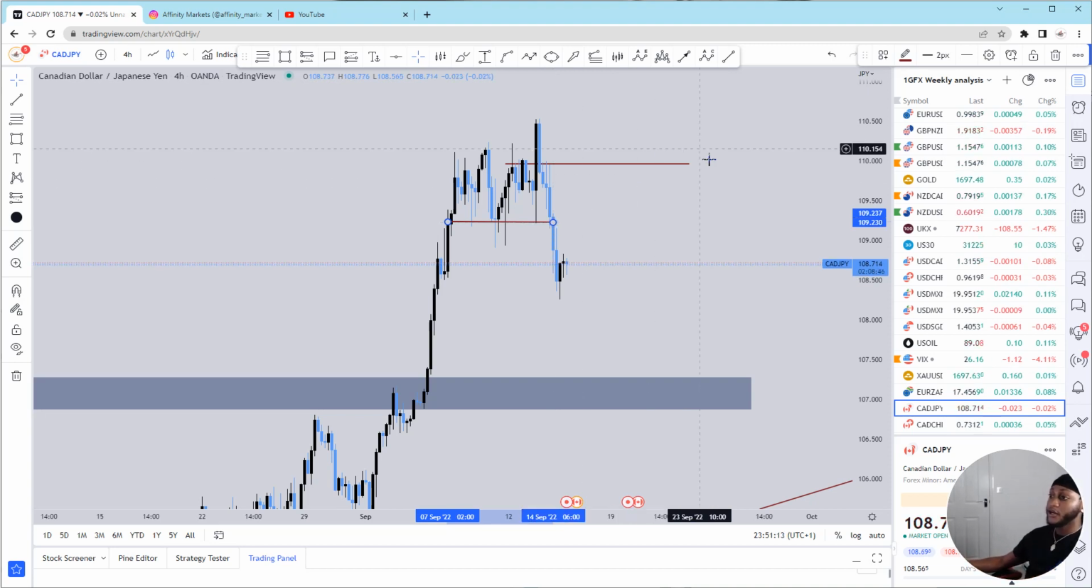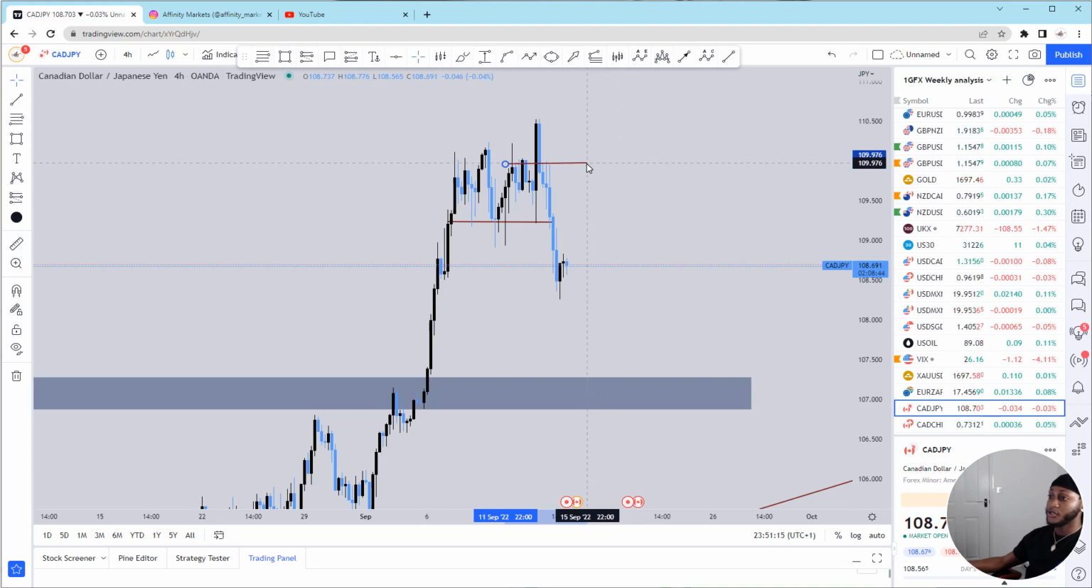So I already marked my structures that I'm currently looking at. I already marked my daily structure where I had my last daily bar open. So we actually broke structure, which is this. You can see clearly. We normally call this change of character. So once we already have this change of character, what I will normally do is pull my Fibonacci.